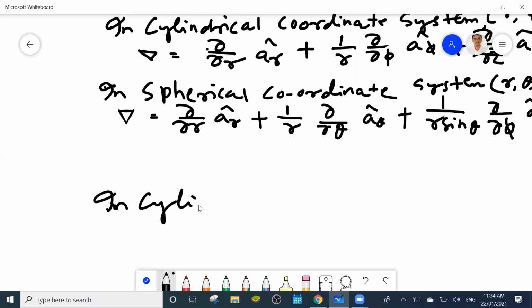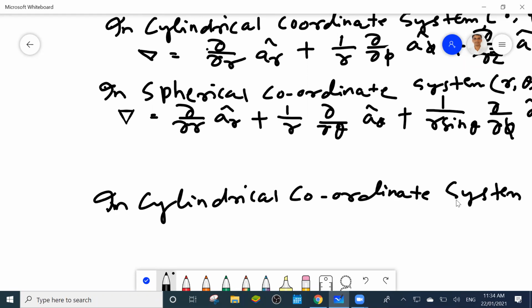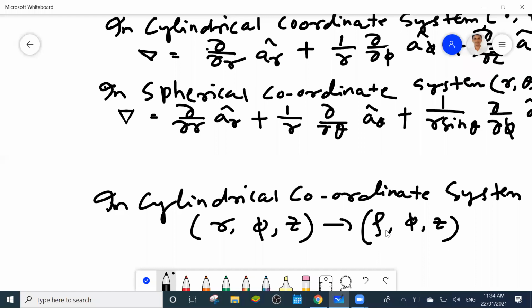In the cylindrical coordinate system, what we have mentioned is r, phi, z, but in some books it is given as rho, phi, z. That depends on the notation. The radial distance they are mentioning as rho, that's why that is also written in your textbook.